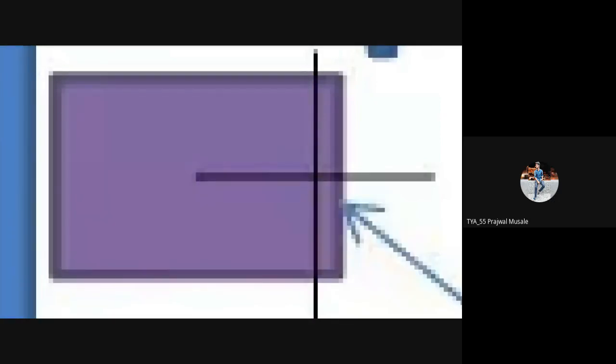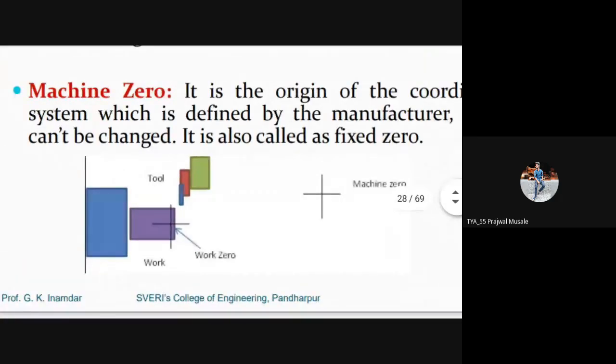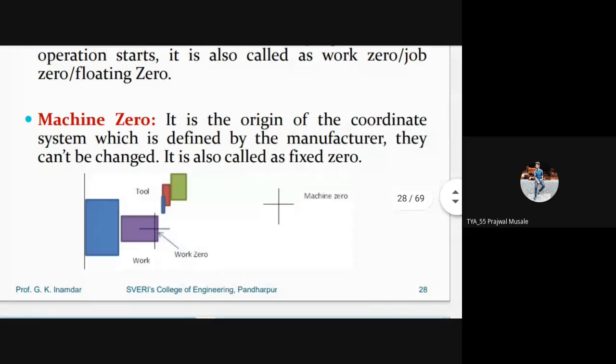And what is machine zero? Machine zero is nothing but the starting point of the machine, whatever the distance in between the workpiece and the machine. Now machine zero is the origin of the coordinate system which is defined by the manufacturer. It can't be changed. It is also called the fixed zero.